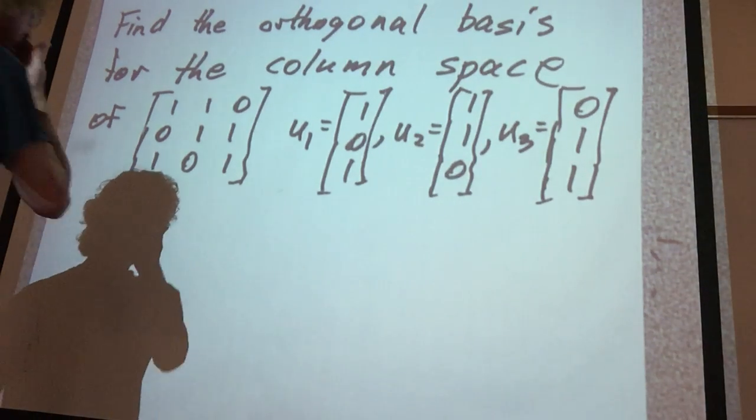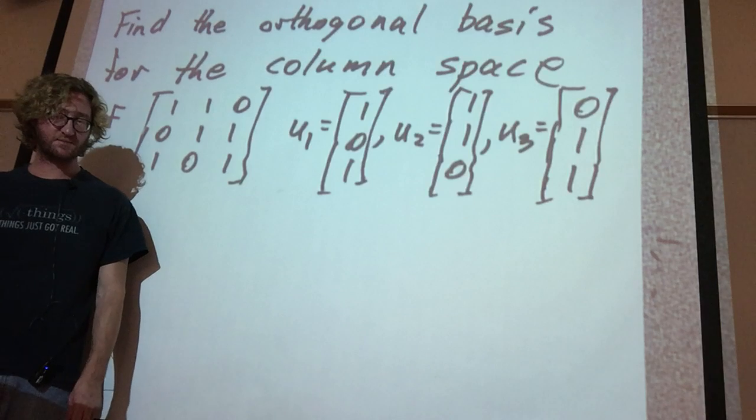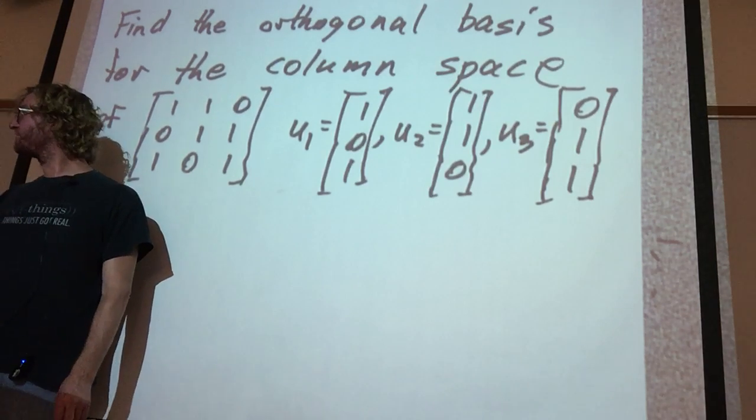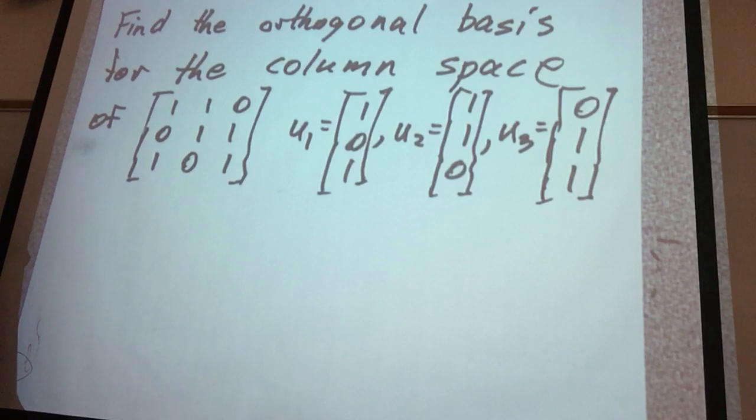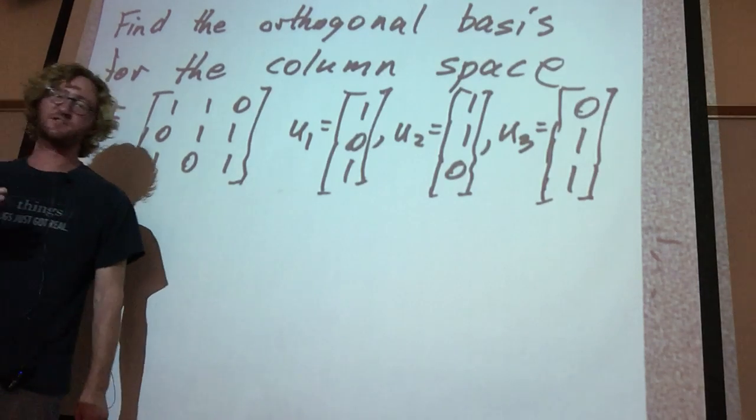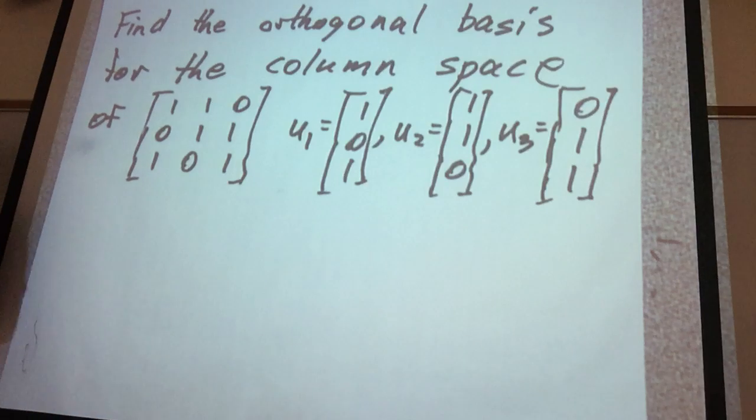All right, so this next problem is going to be the Gram-Schmidt process. For the Gram-Schmidt process of finding an orthogonal basis for the column space of this, the very first thing you do is you just say, I'm going to let U1 equal V1.